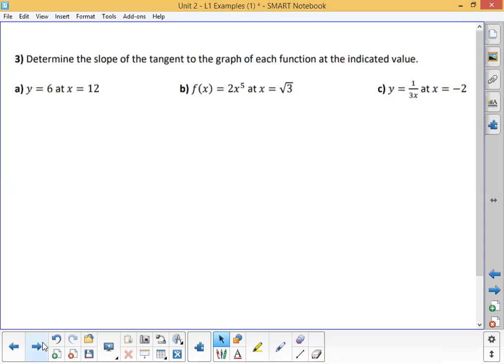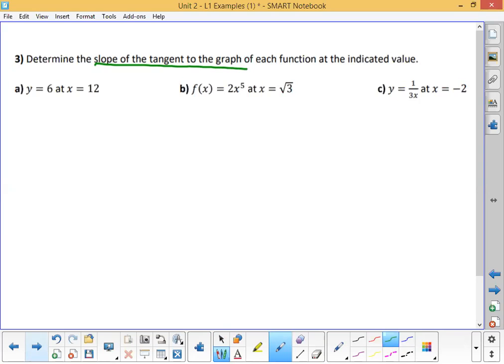Okay, can you take a second to write these? So even though we're not going to put any word problems on the test, we did go over in the lesson how to do this. Determine the slope of the tangent to the graph of each function at the indicated value. So remember the slope of the tangent to the graph. We can't say the derivative is just the slope of the tangent. It's the slope of the tangent to the graph.